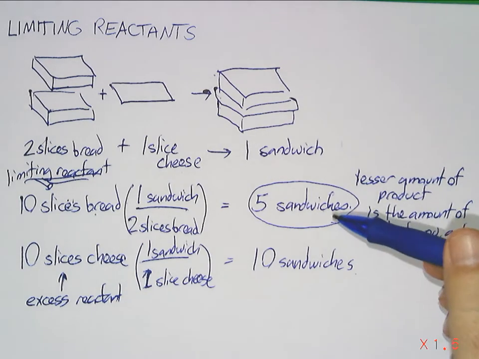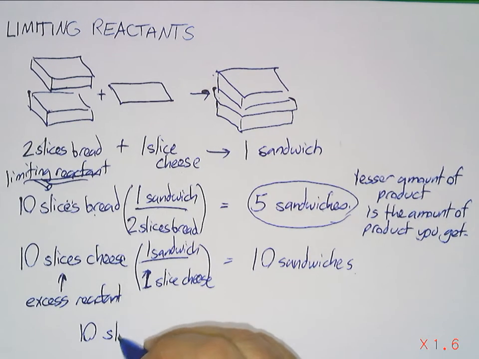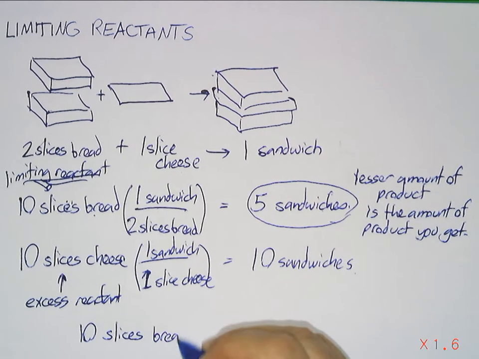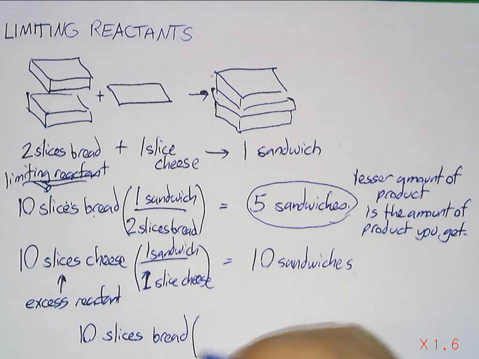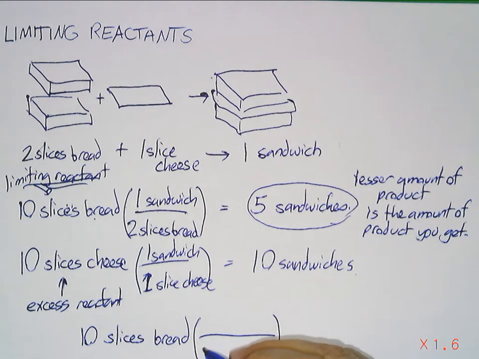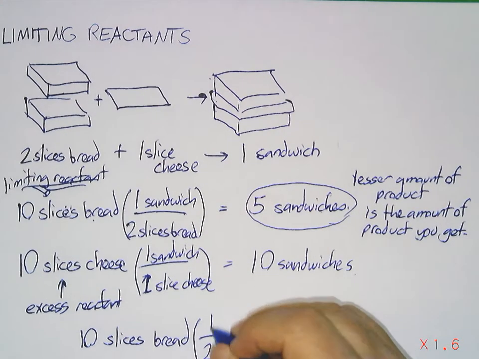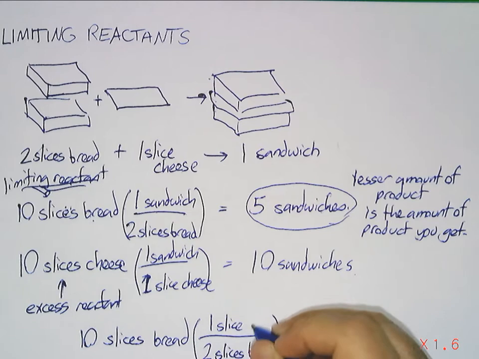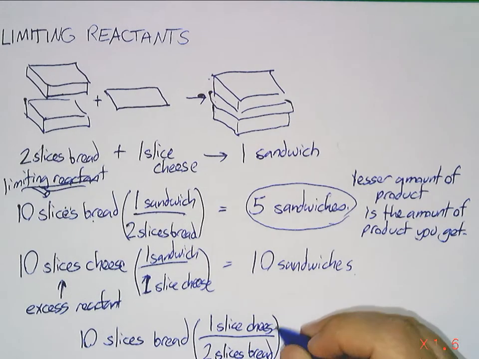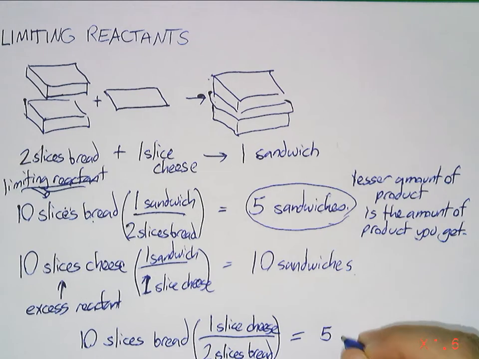Now, when I make these 5 sandwiches, how much cheese is going to be left over? Well, what I can do is figure out, I use up 10 slices of bread completely. I take my limiting reactant and I'll turn it into my excess reactant. Every 2 slices of bread needs 1 slice of cheese. So that means that I've got how many slices of cheese? 10 divided by 2 is 5 slices of cheese used up.